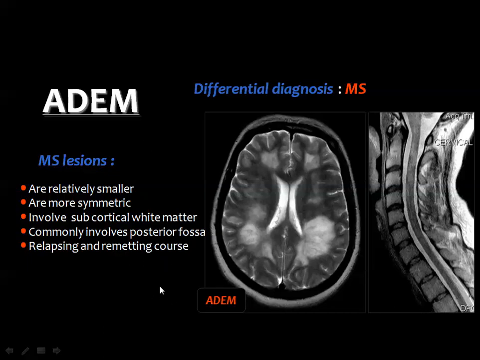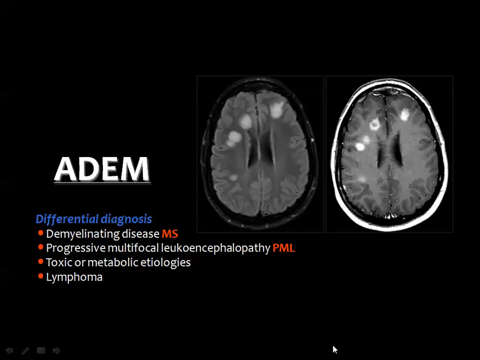And also, you know that there may be some hemorrhage in the lesions of ADEM, and hemorrhage is not a feature of MS plaques. The differential diagnosis of ADEM, of course, will include MS, and sometimes it may be differentiated from progressive multifocal leukoencephalopathy, which has been discussed in the inflammatory brain lesions in adults. I have mentioned that this lesion is almost confined to a patient with AIDS, and it has a specific course and a specific appearance.